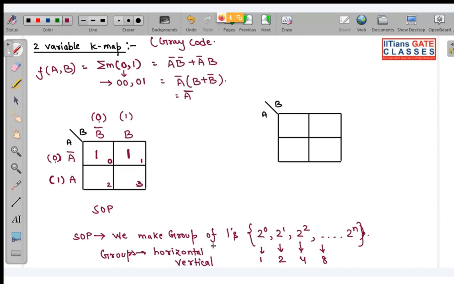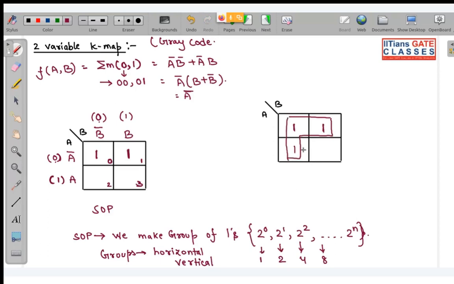It cannot be a slant group, something like this. You cannot have a group of ones like this. This is invalid. Either you will have groups like this, a horizontal group of 2, or a group like this, a vertical group of 2. If you had one more one over here, you could have made 2 groups. See, you cannot make a group like this.